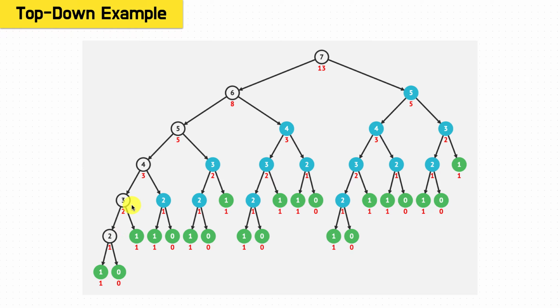The first time we calculate 3, we store the value 2. When we calculate 4, we store 3. When we calculate 5, we store 5. When we calculate 6, we store 8. And then finally, we calculate 7, which is 13 and the answer.